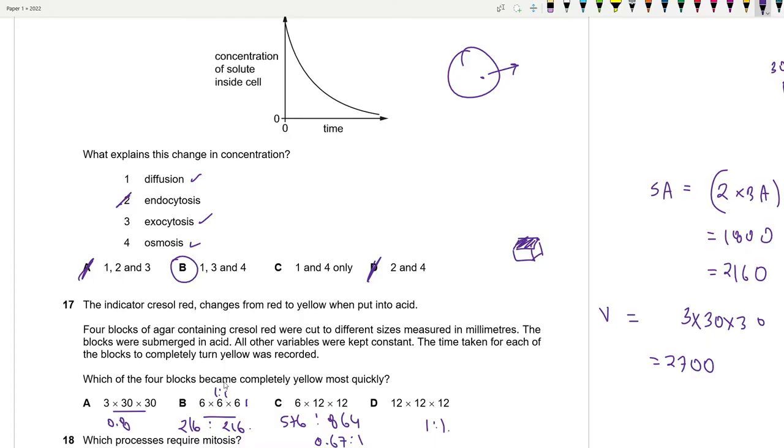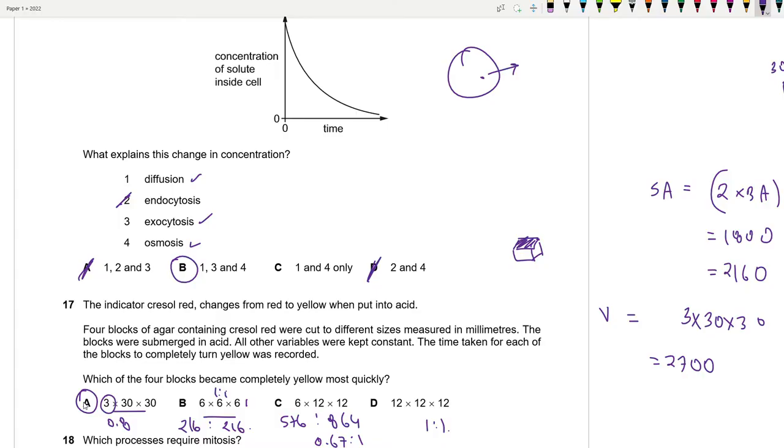17. They were submerged in acid. Now all other variables were kept constant. So for these questions, typically the trick is the one with the shortest dimension. You won't look at the surface area to volume ratio. Rather than that, you just have to look for the one with the smallest dimension. I've done questions like these in the year 2021, where I told you that the one with the shortest dimension, at least one, will be the winner. It will diffuse through it the fastest.